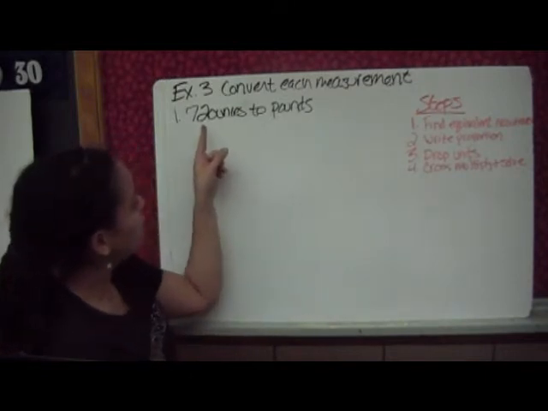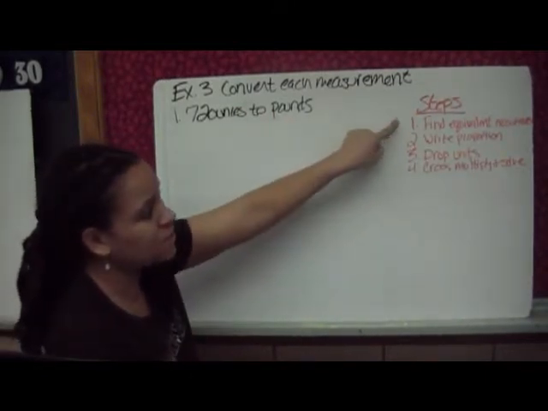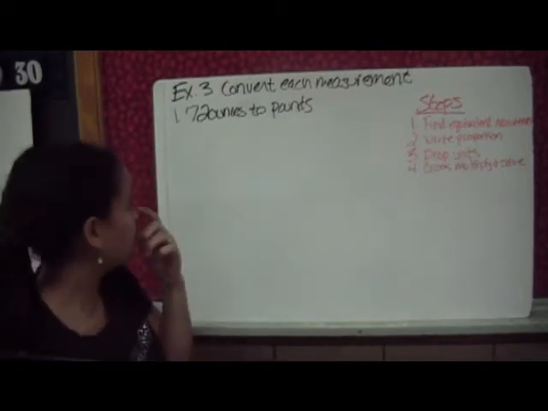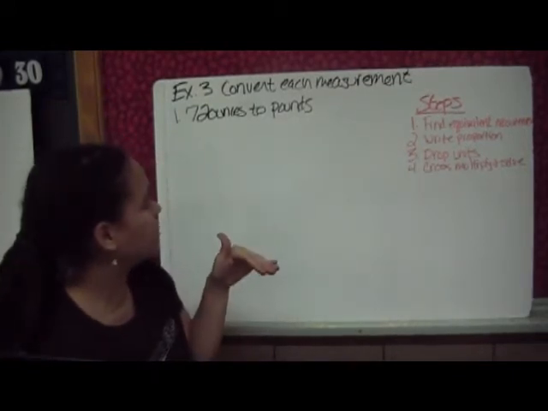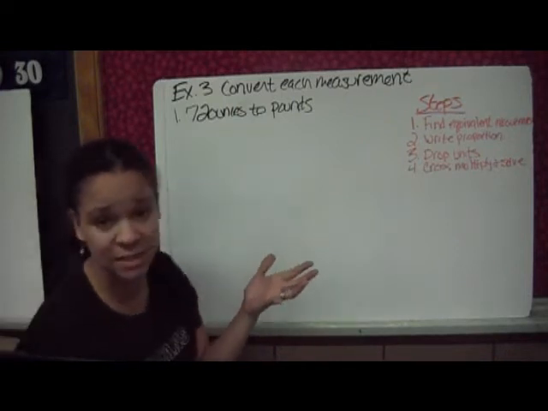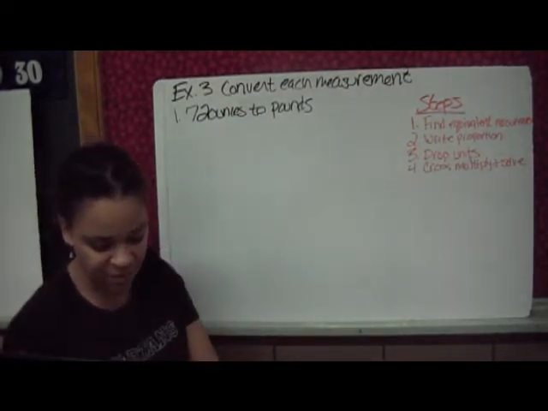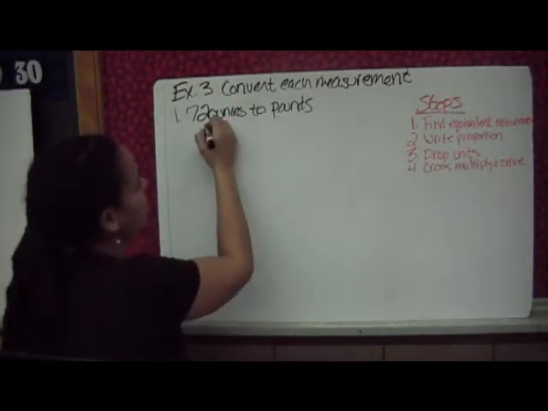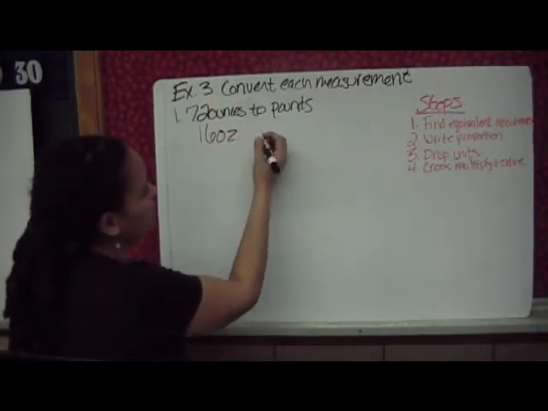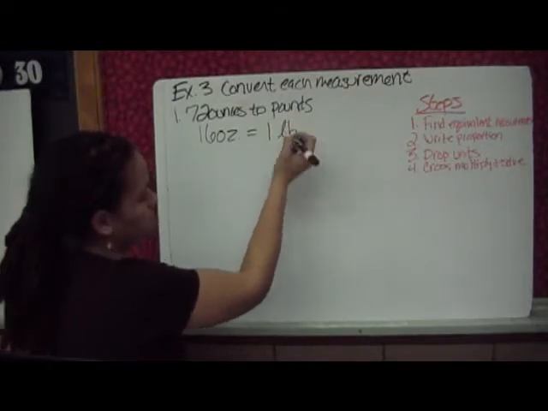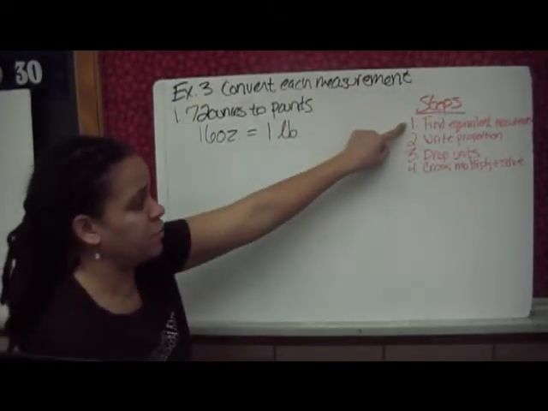So if we wanted to change 72 ounces to pounds, the first thing you need to do is know what the equivalent measurements are. So we should have made a chart of measurements. So how many ounces are in a pound? There's 16 ounces in a pound. So knowing that, that's the first thing that we want to write out. 16 ounces, and I'm going to start abbreviating, equals 1 pound. So find the equivalent measurement.